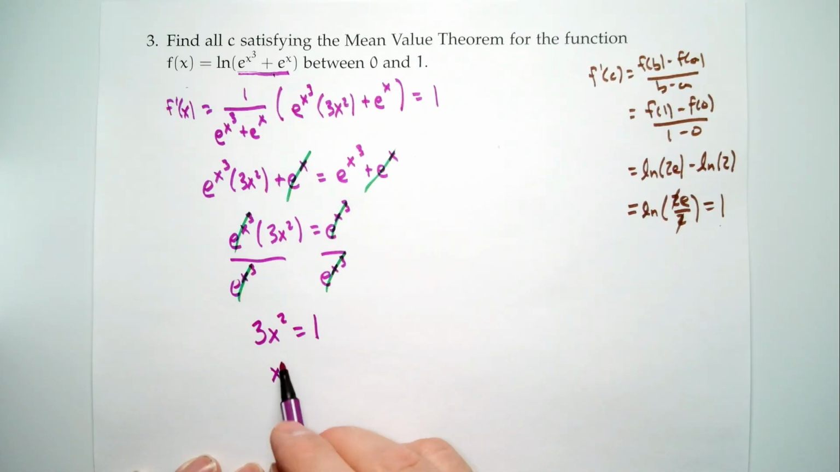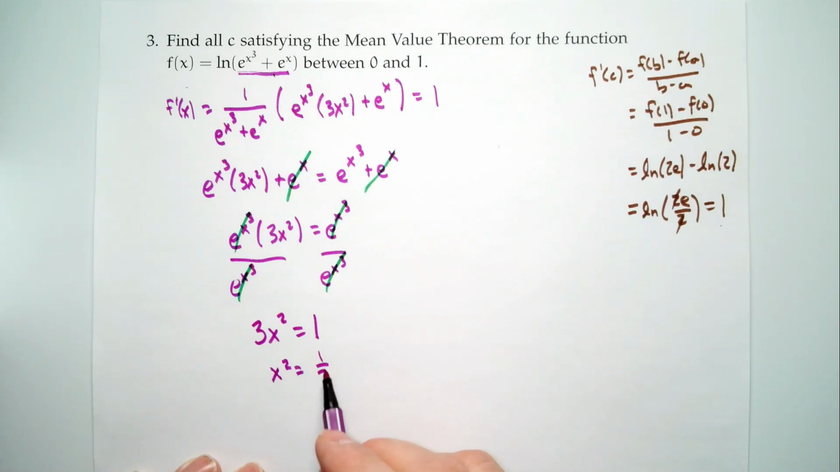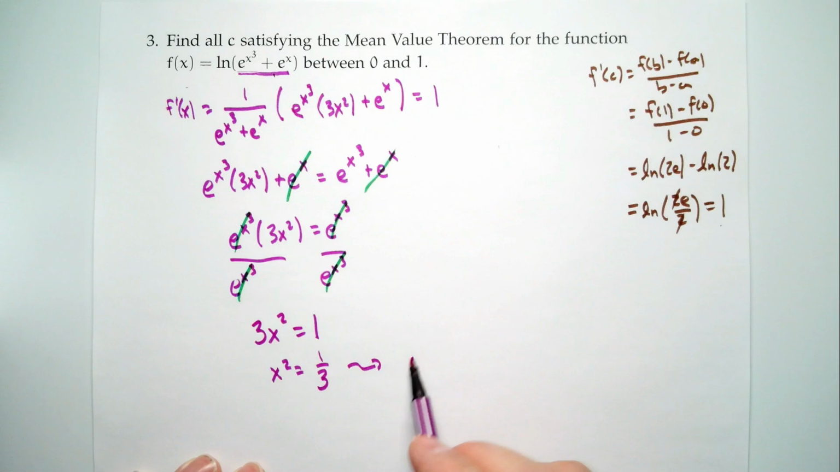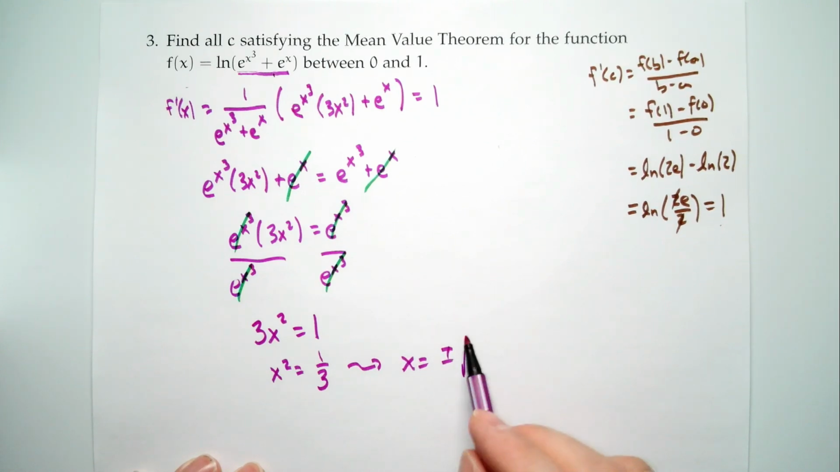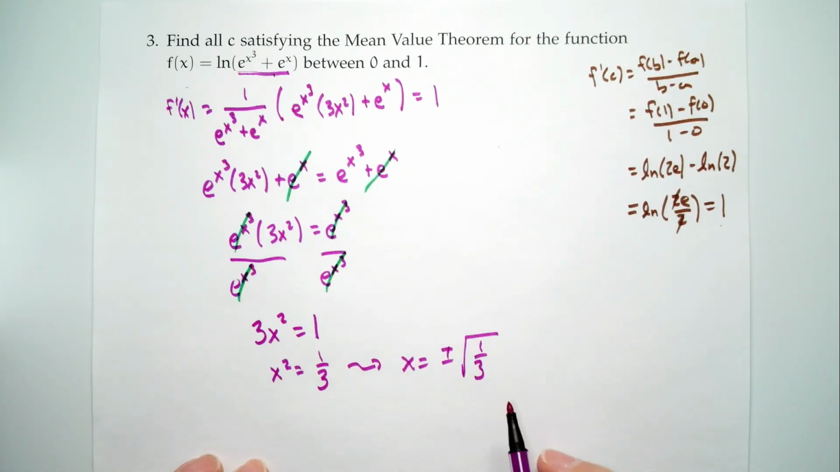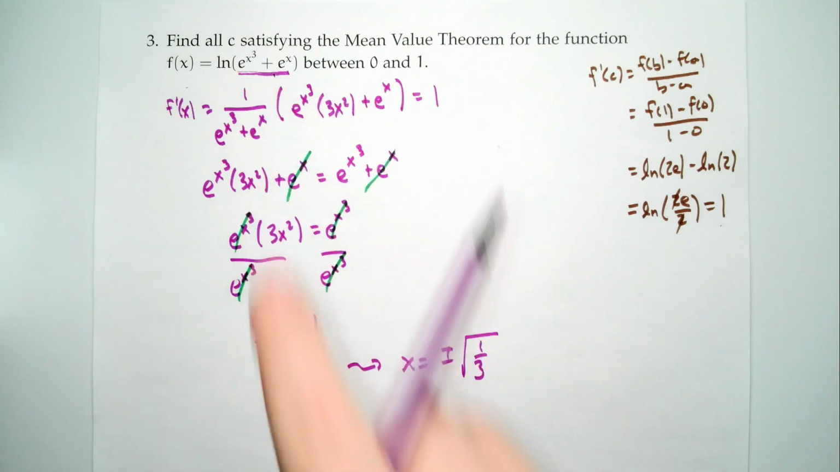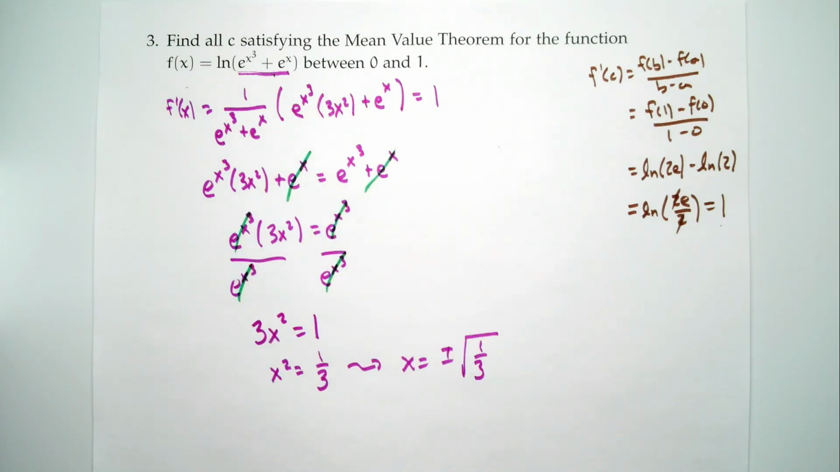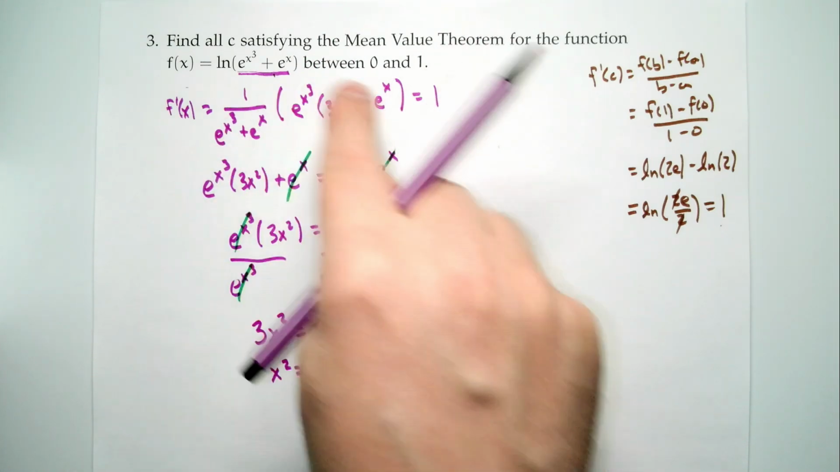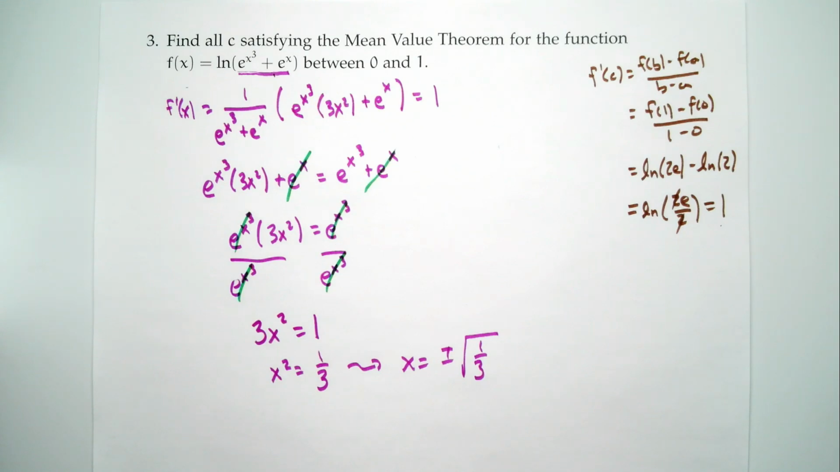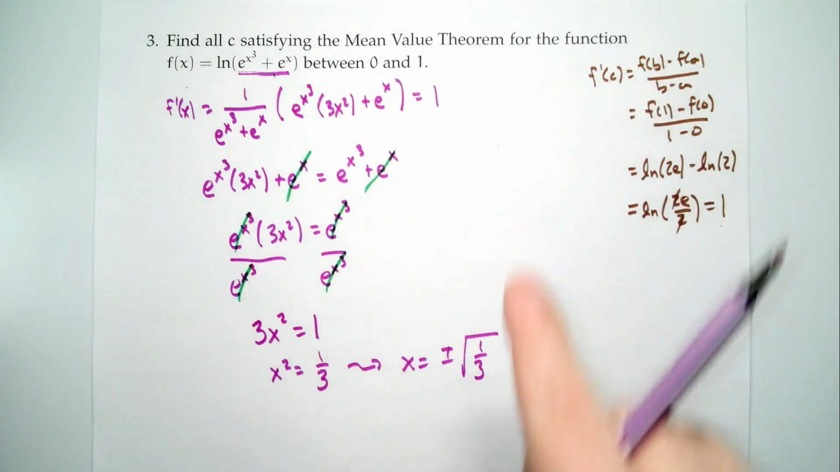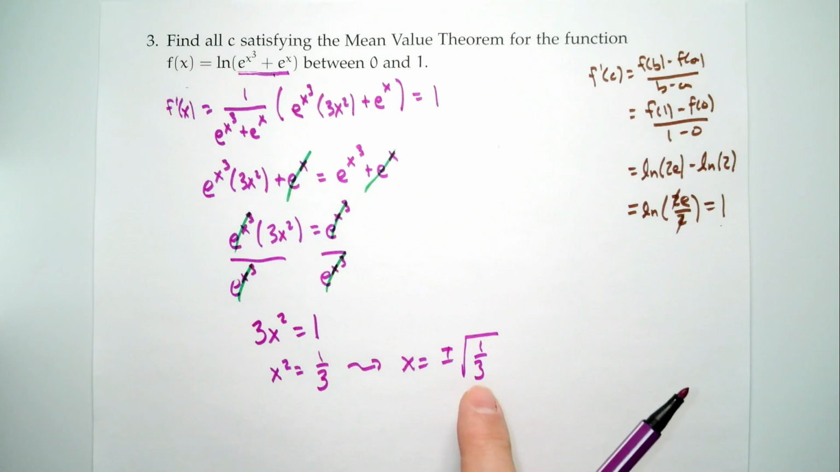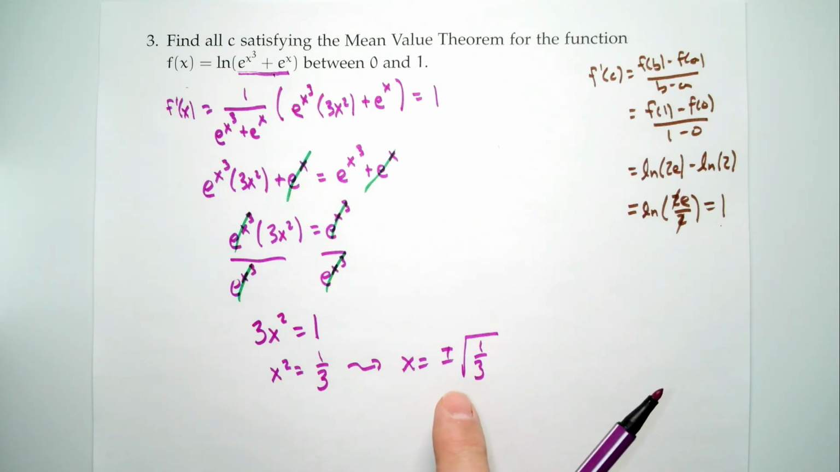That says x squared equals 1/3, which says, take the square root, you get x equals plus or minus the square root of 1/3. Now the question is, do we keep both? We should have at least one, right? Because this function, it's a nice function. It's continuous, it's differentiable. We know it's differentiable because we took a derivative. Well, remember, we're between 0 and 1. That gives us two values, but are both of them between 0 and 1?